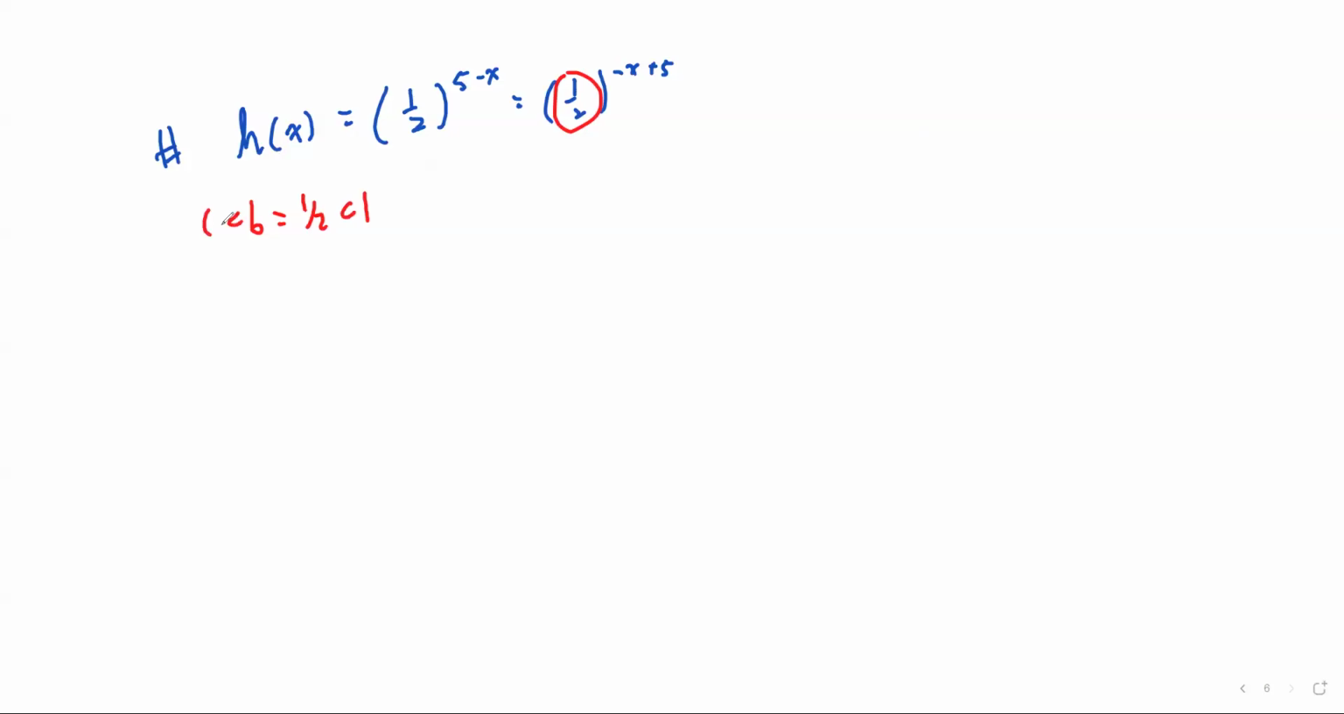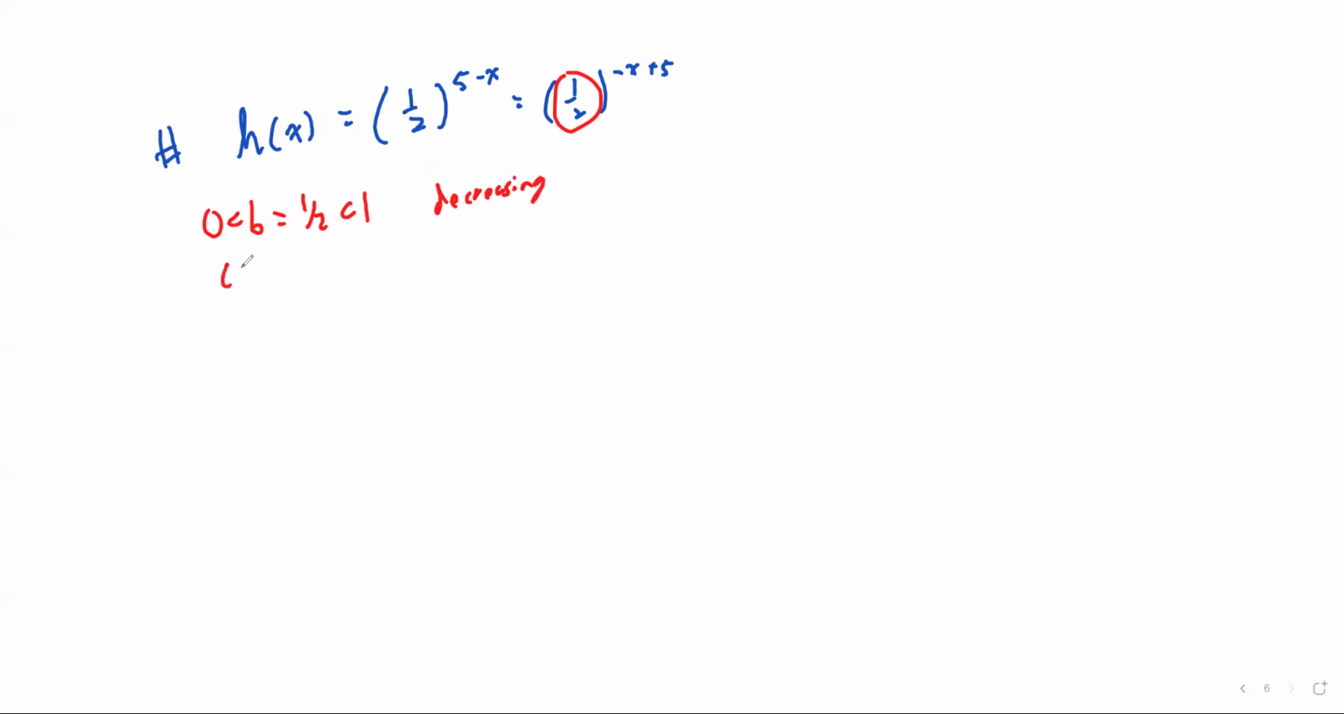All right, so let's look at another one, very similar to what we just did. Let's look at h of x equals 1/2 raised to the 5 minus x. If you want to rewrite that as 1/2 raised to the negative x plus 5, so you can see it better, that is perfectly fine with me. B equals 1/2, less than 1, greater than 0. It's going to be decreasing to start off.